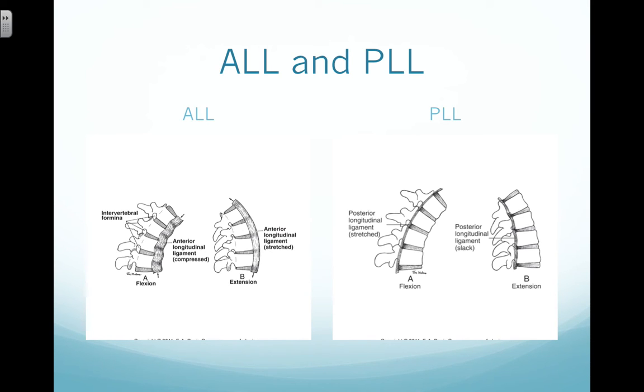Let's just dive into the ALL and the PLL. And these pictures are phenomenal because they show you how in flexion, that ALL is compressed, and that when we go into extension, that ALL is very taut and tight, and it's made to restrict that. Another thing to remember with the ALL is it connects with the annulus fibrosus, and it reinforces that anterior lateral portion of the intervertebral discs.